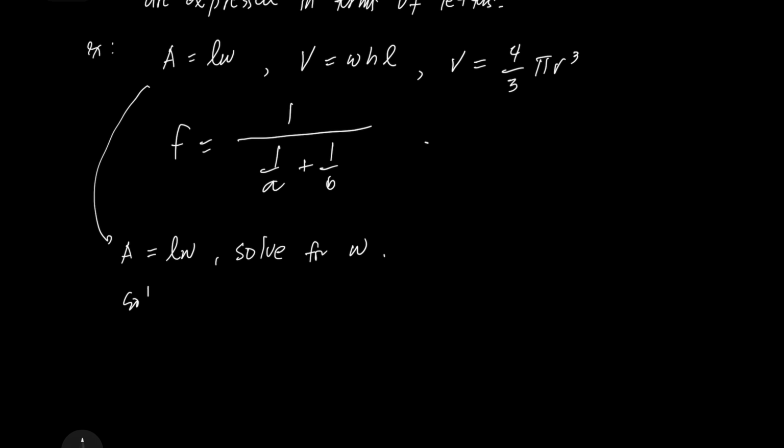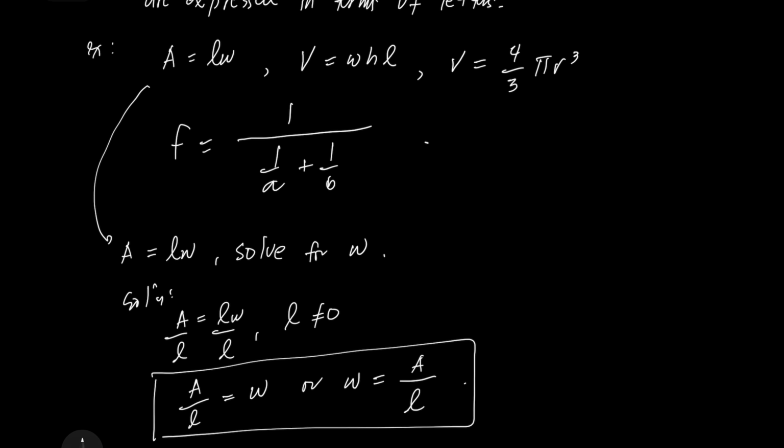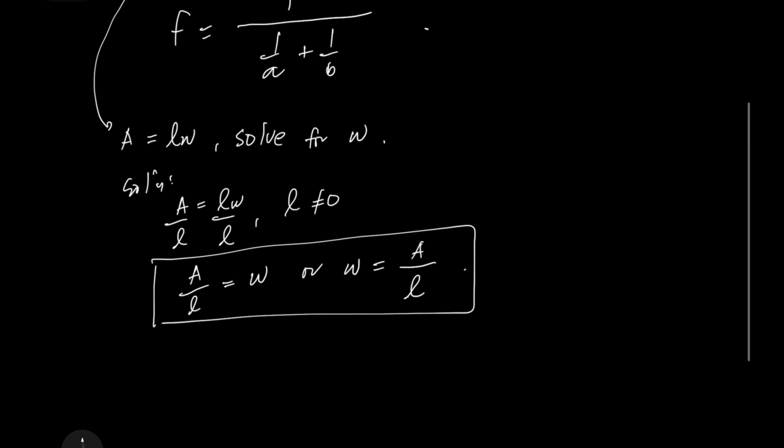So here we can just apply the multiplication property of equality by dividing by L, where L is not equal to 0. So here we have A over L is equal to W, or we can write this one as W is equal to A over L. That's the symmetric property. Okay, so yeah. Another example.